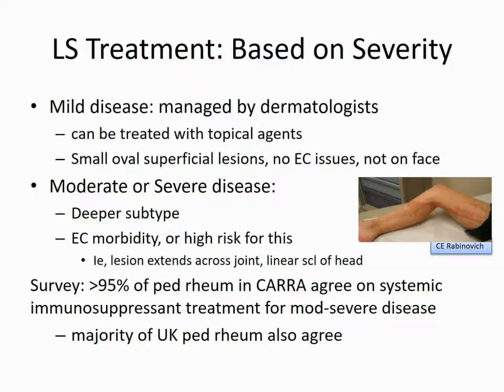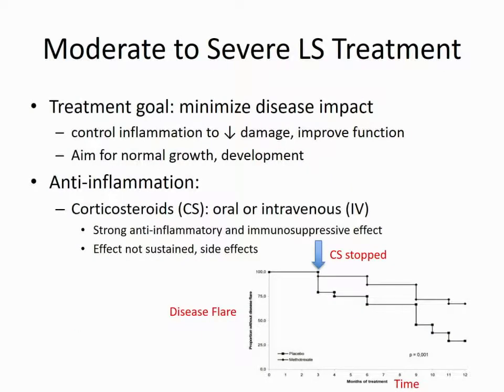My usual audio-visual success. Okay, so moderate to severe treatment. The treatment goal is we want to minimize disease impact. Unfortunately, we don't have any cures, which is why we need research, but we do actually have a number of drugs that can control inflammation. And if we control inflammation, we can reduce damage and improve function, reduce pain.